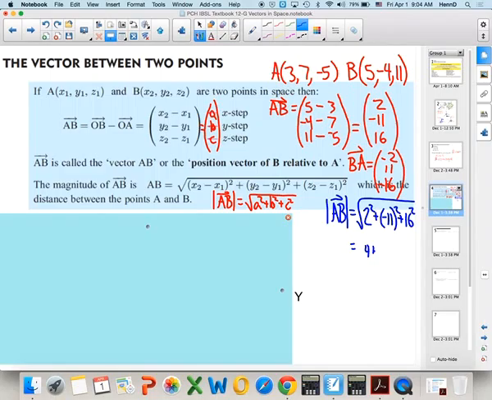So we have 4 plus 121 plus 256. That's 381. Okay? I know that's divisible by 3. I don't know if that'll help us. That'd be 127. Yeah, and that's not divisible by 3 again. I think 127 might be prime even. But anyways, what is that approximately as a decimal? 19.52.